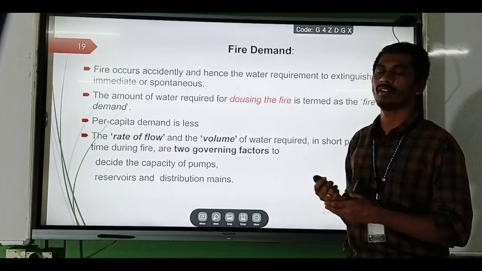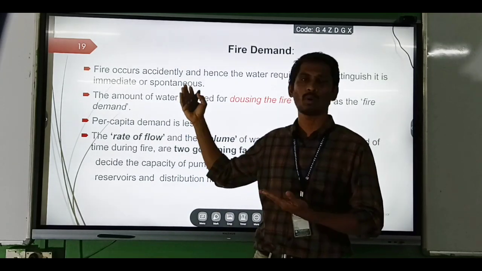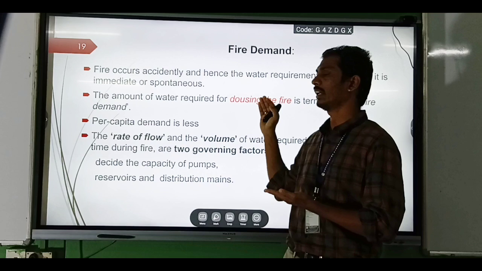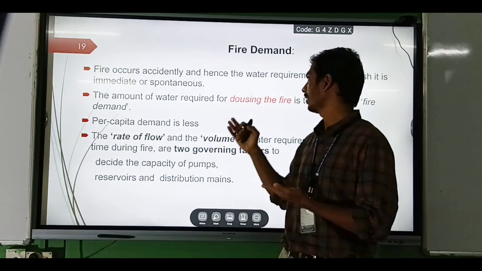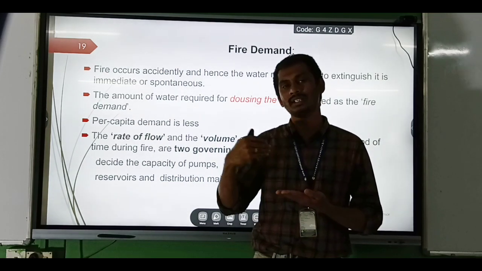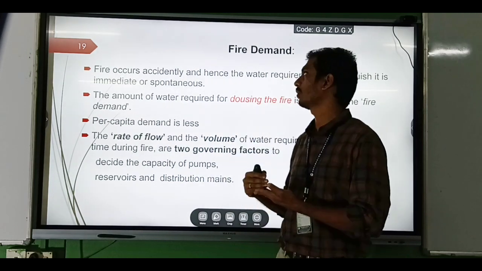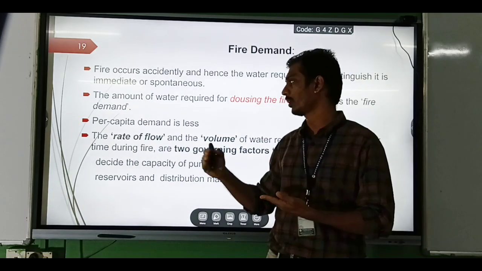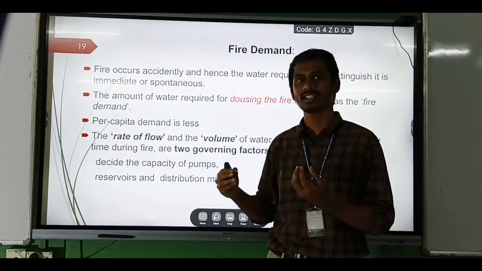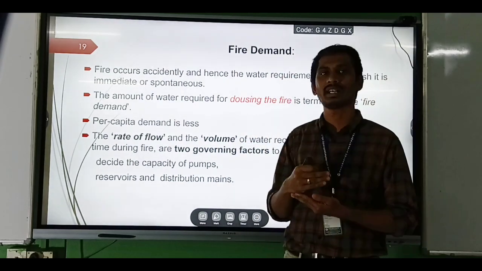Next we will go to fire demand. Fire demand generally occurs immediately or spontaneously. So out of all the demands, we need to give first preference to fire demand. Why? Because to douse and reduce the fire, we need some quantity of water. This is an emergency situation. That's why, out of all water demands, the first preference should be given to fire demand, and that also depends upon the rate of flow, how much discharge you need to provide, as well as the quantity of water. These are the two governing parameters while designing or estimating fire demand.